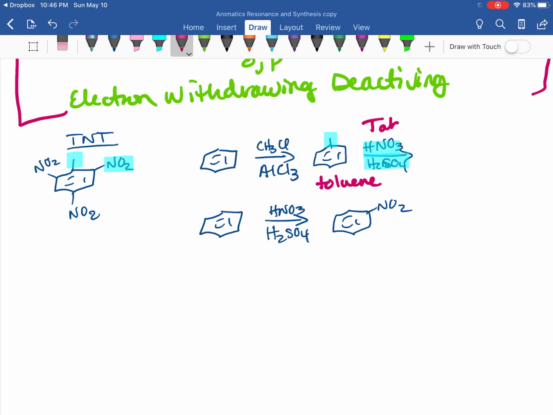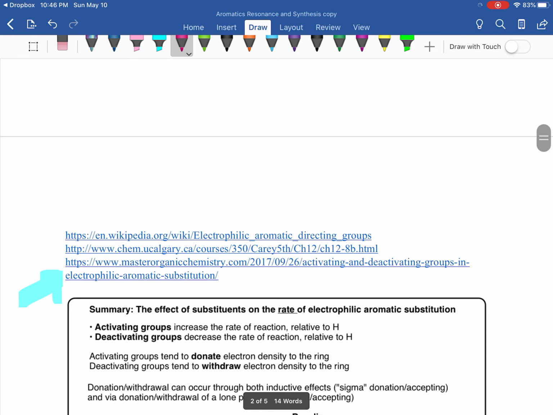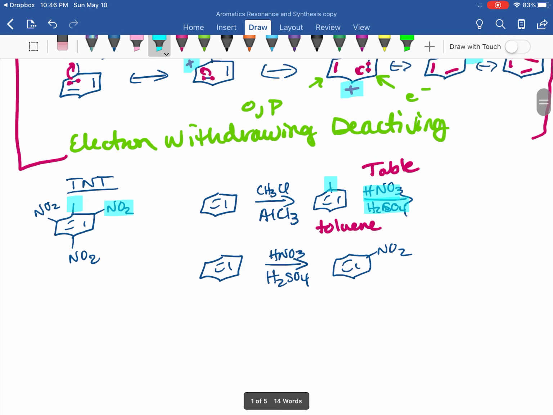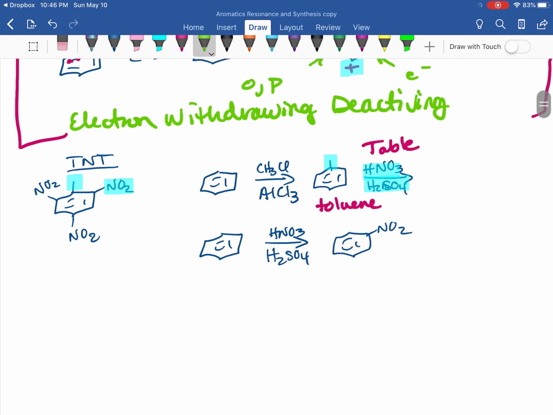Once you have a group on your benzene, you use the table. Let's scroll down and look at that table. Let's find our methyl on the table, and we're going to look at 2 things. Where is methyl? Here it is. It is activating ortho-para. I'm going to scroll back up and write that down. So we are activating and ortho-para. That means that your nitro group will end up ortho or para. Dealer's choice. You can pick which one.